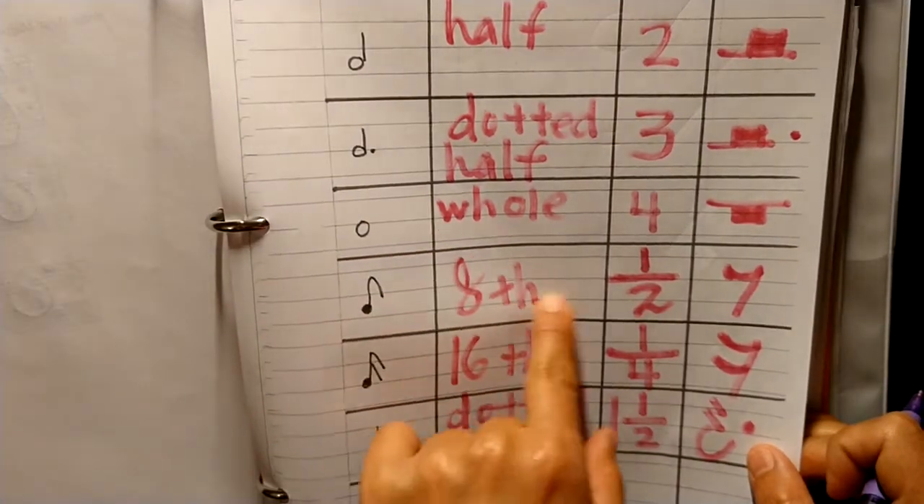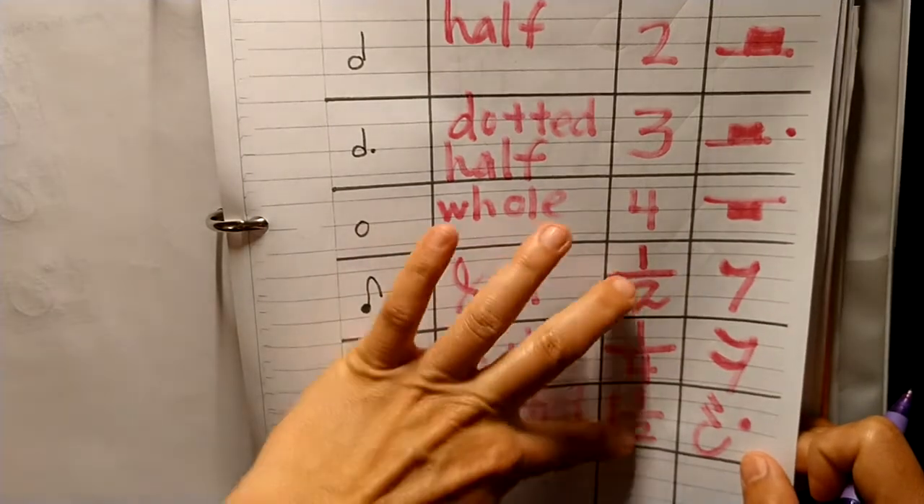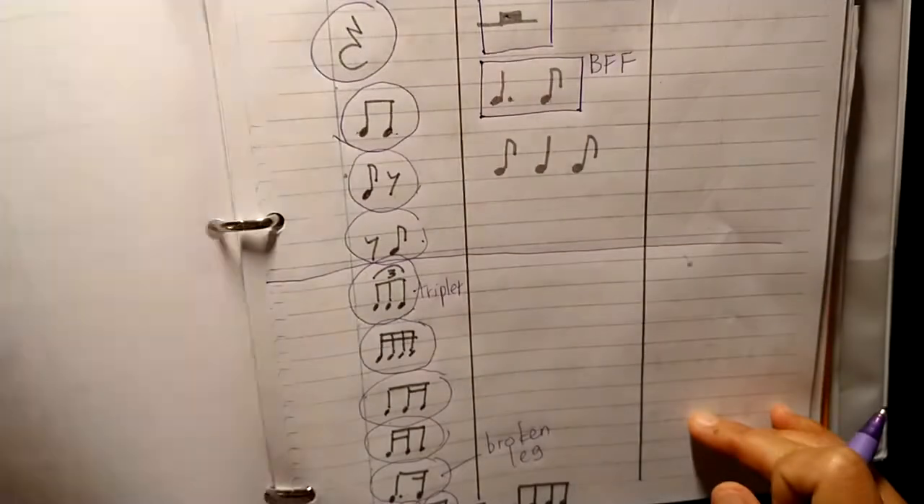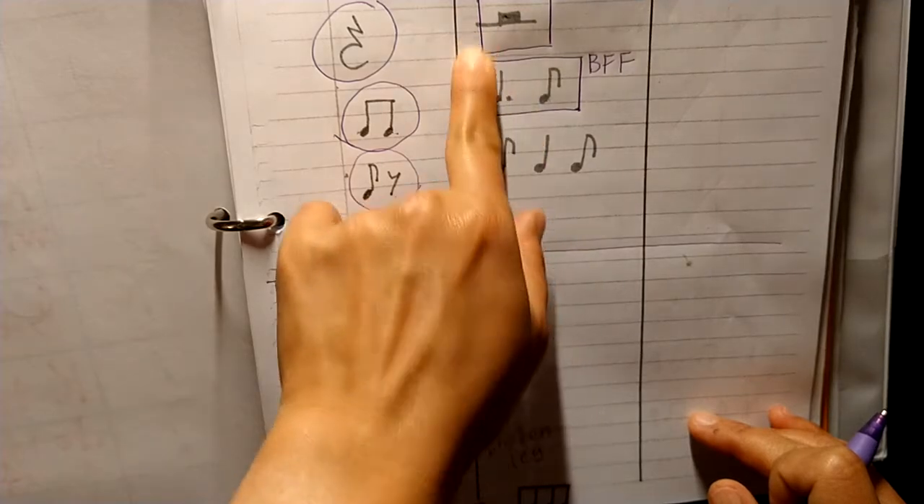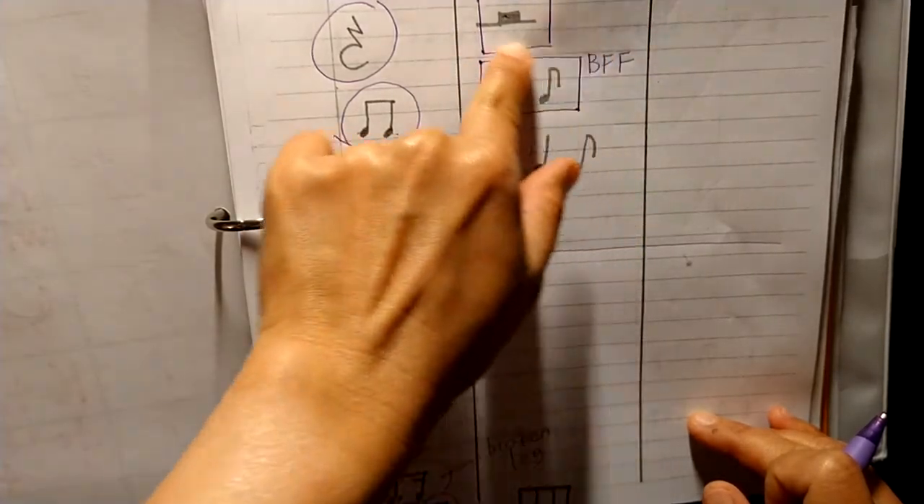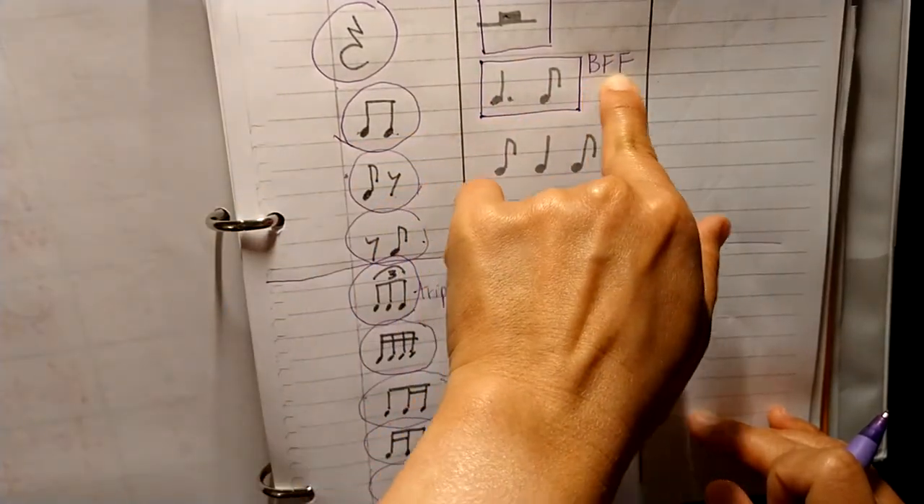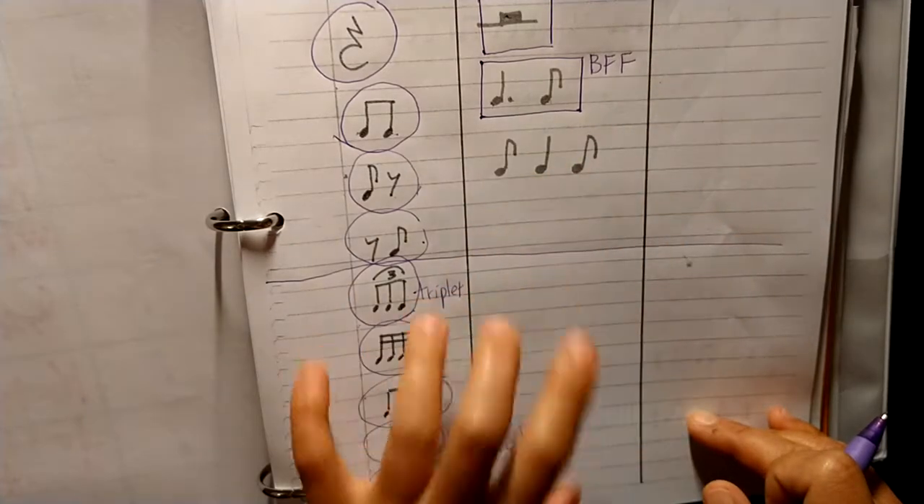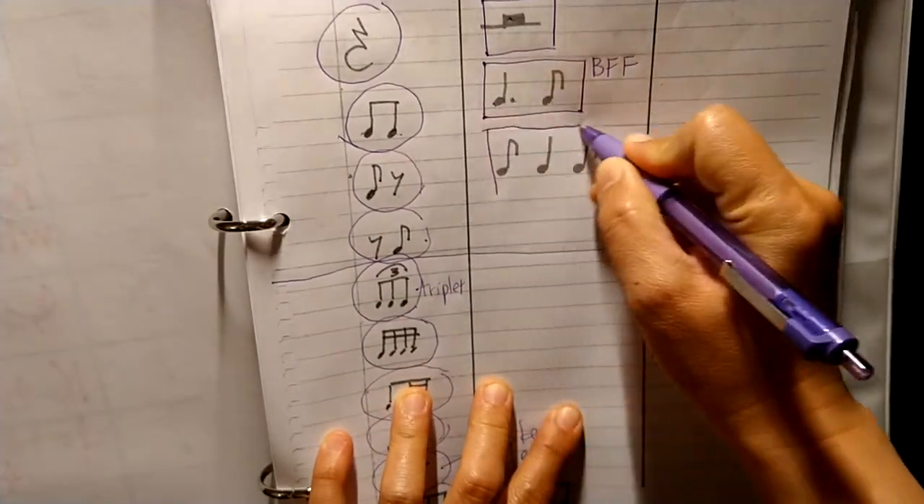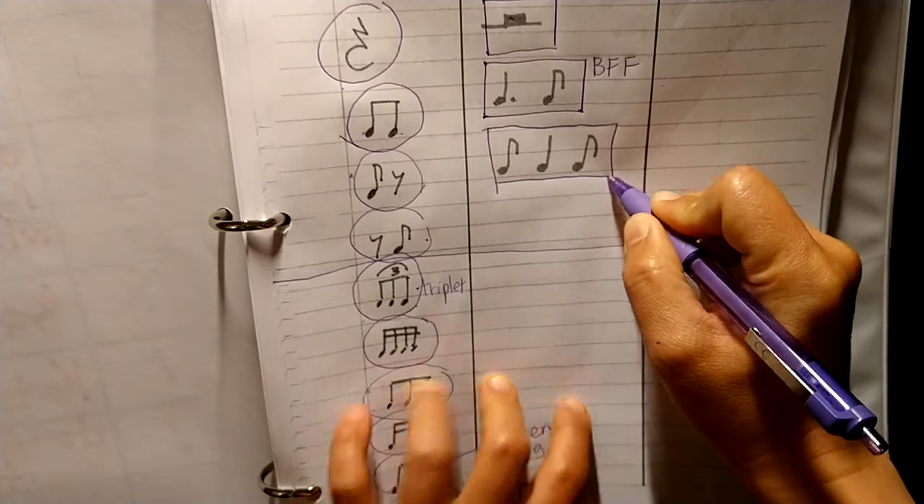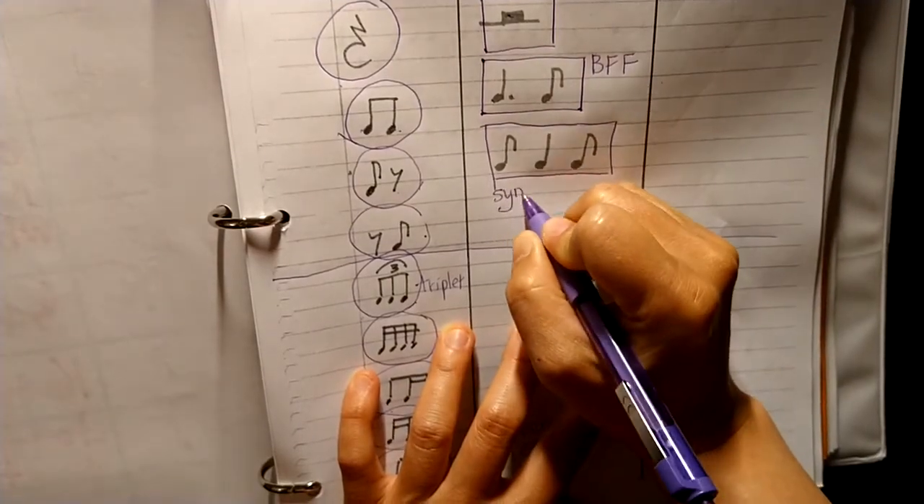Eighth note right here is half a beat. 1.5 plus half is 2. So you put a box around it. It's a total of 2 beats. Nickname: best friend forever. Okay, this one also has a nickname. Together they are 2 beats. Say the word syncopation.